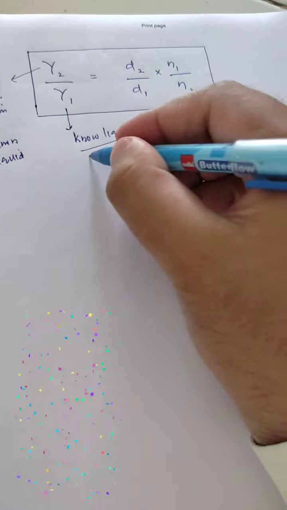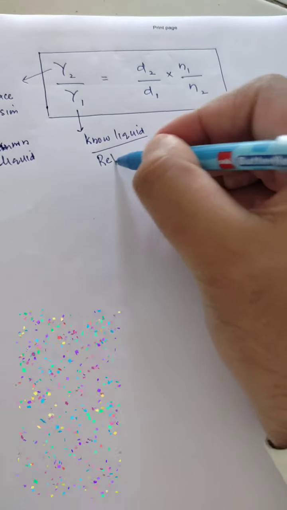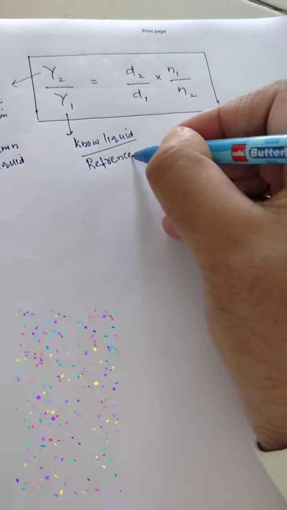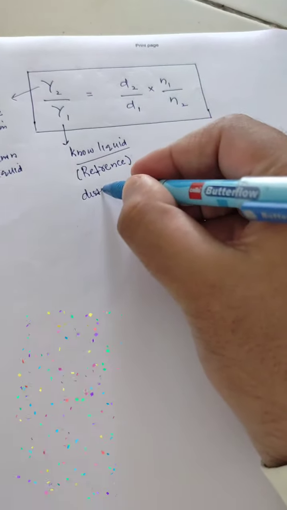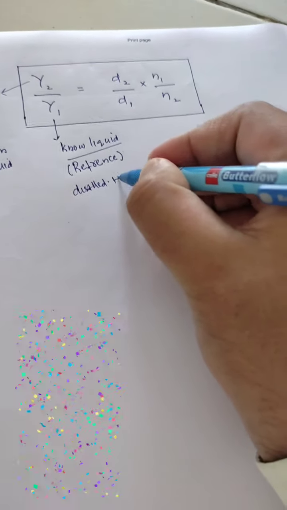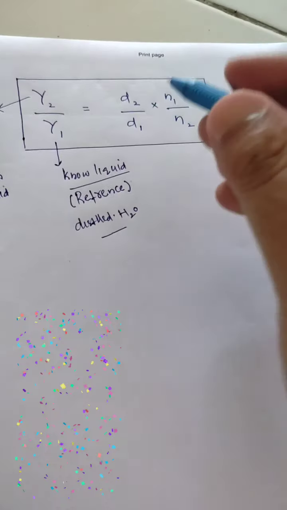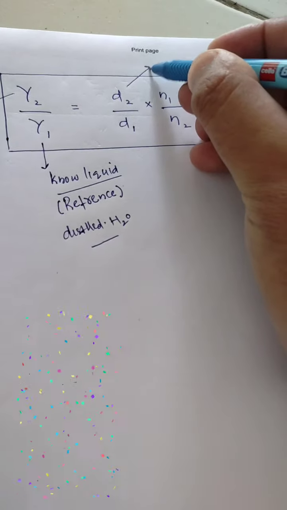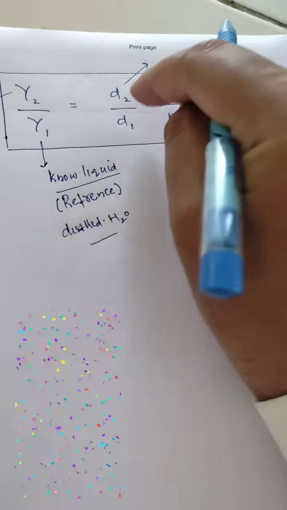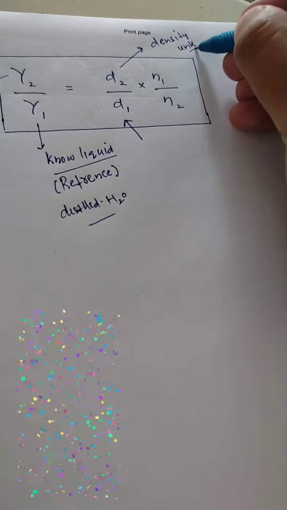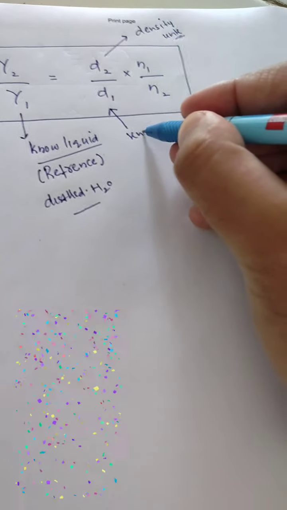Fine, so write down the reference. Usually, let us say we take distilled water. So distilled water is our reference. Then on the right hand side, D2 is basically the density of your unknown liquid, and D1 is the density of your known liquid. So this is the density of unknown and this is the density of known liquid.